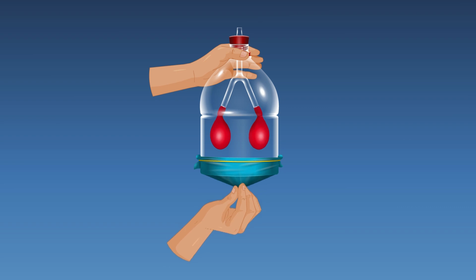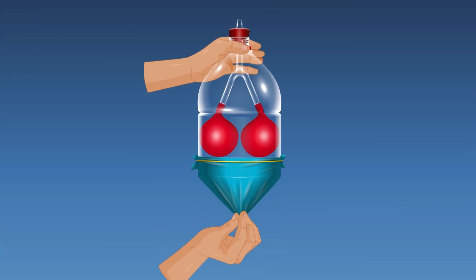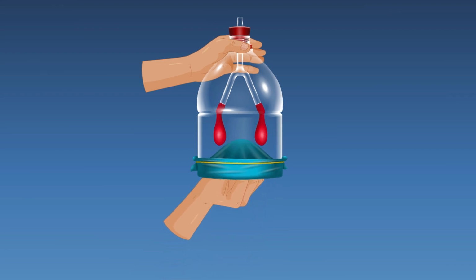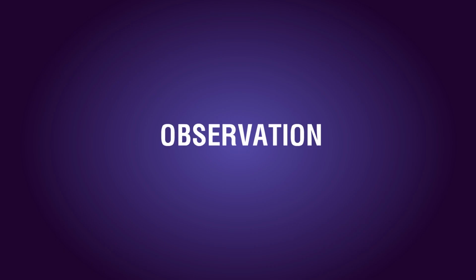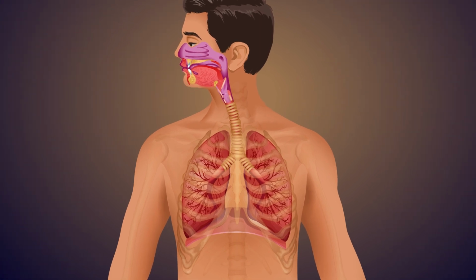Just pull the rubber sheet downwards and observe the changes in the balloons. Then push the rubber sheet upwards and observe the changes in the balloons. Observation: the above experiment is representing the human respiratory system.